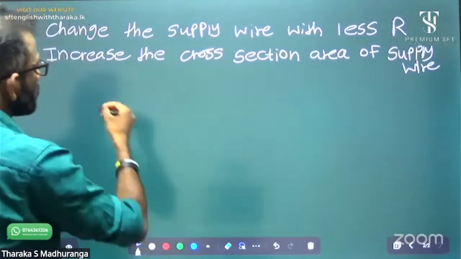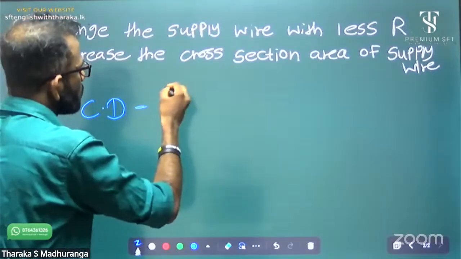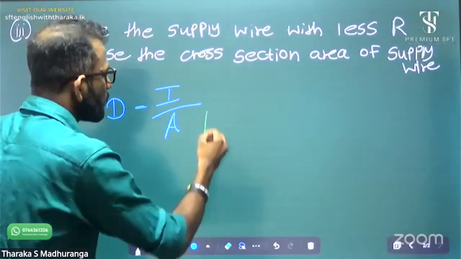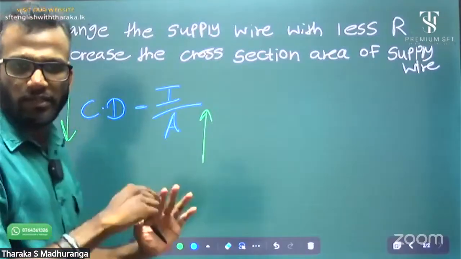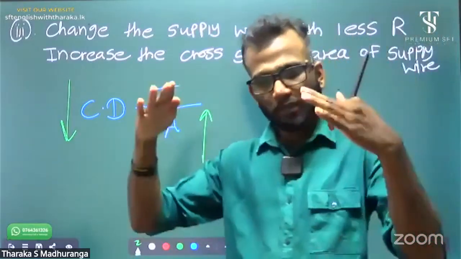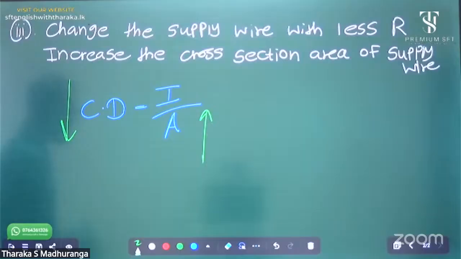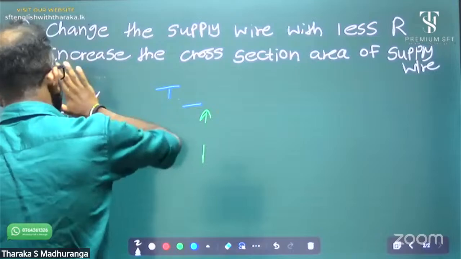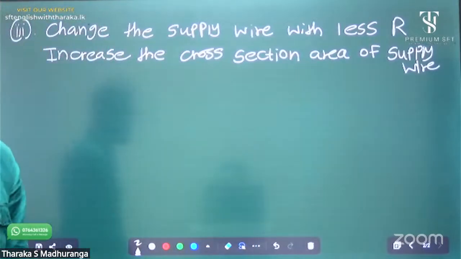If not, see the current density equals the current over cross-section area. When you increase the cross-section area, the current density decreases. Then the heat generation or heat production, the energy loss, will decrease. Okay, that's the full idea. I think now you got the full idea. Kabir, understood? Fatima?